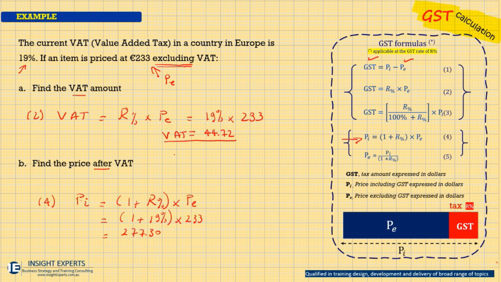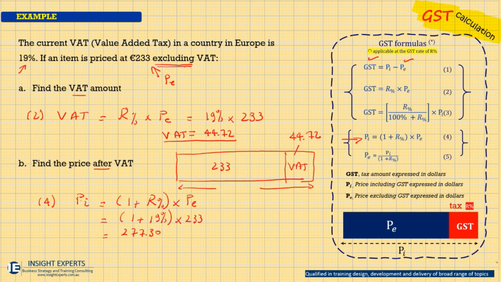So again, just quickly see what happens graphically. The tax man will take 44.72. The retailer will take 233, and the consumer will pay the sum of the two, which is the price after tax, 277.30.